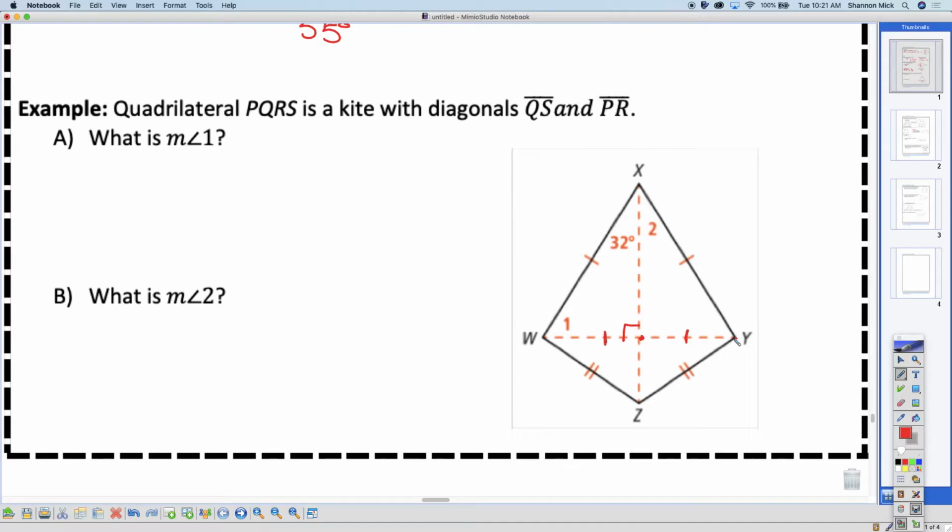Try it on your own. I'm glad you guys are willing to help. Did you do number B? Did you do B? So do A and B. They shouldn't take you long, should they?